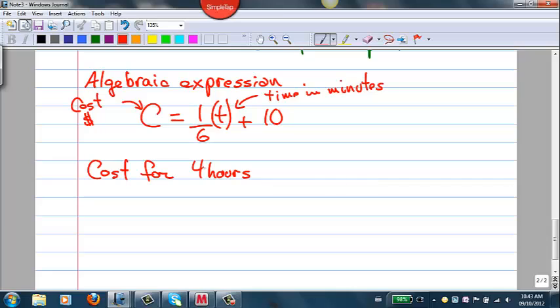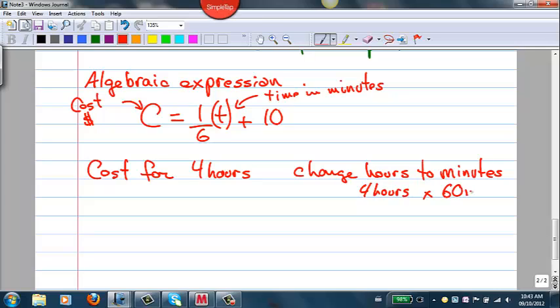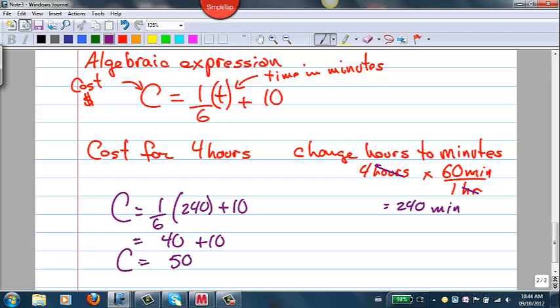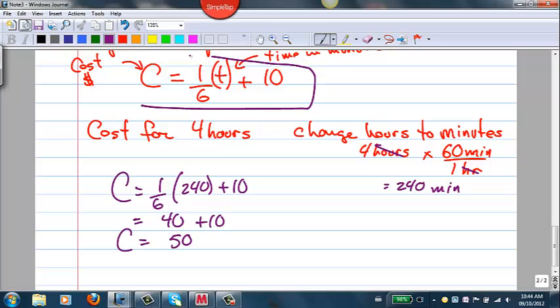If I want to use the formula to figure out the cost for 4 hours, I change the 4 hours into minutes. So 4 times 60 gives us 240 minutes. 1 times 240 is 240. 240 divided by 6 is 40. And 40 plus 10 is 50. So the cost for 4 hours of work on some huge lawn is going to be $50. Worth it? Yeah, up to you to decide.